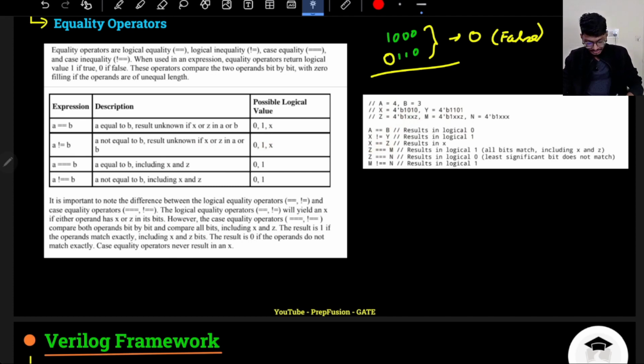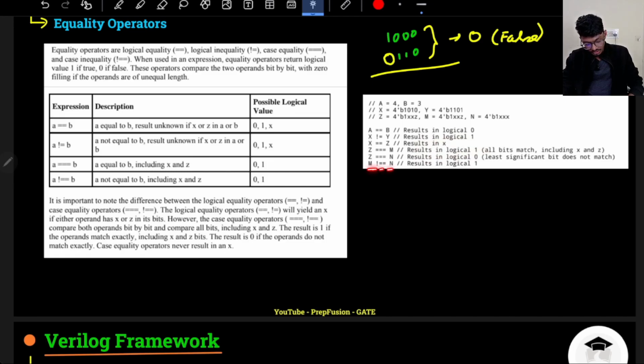For this we have case equality. Okay. So what does case equality check? If a is equal to b including the x and z, so my z is this number and my m is this number. Okay. It will result in logical 1 because all bits match including x and z. So z is matching, x is also matching, everything is matching. So if everything is matching, it will result in logical 1. What about this z equal n? This will result in logical 0 because the last bit is z here, it is x here. So they are not matching, that's why it will result in logical 0.